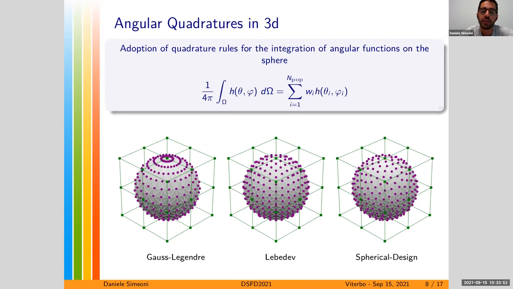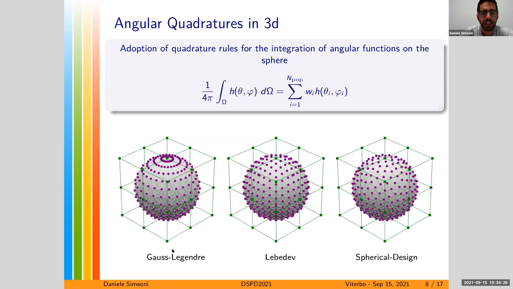And the thing is that in 3D, the task is a little bit more complicated, and you have to go for quadrature rules which integrate angular functions on the surface of a sphere. You can do this using a number of techniques, namely the Gauss-Legendre quadrature rule, which is itself a product rule, then the Lebedev quadrature rule, and also the spherical design one. And you can see that you can obtain velocities which are distributed on the sphere in different ways.